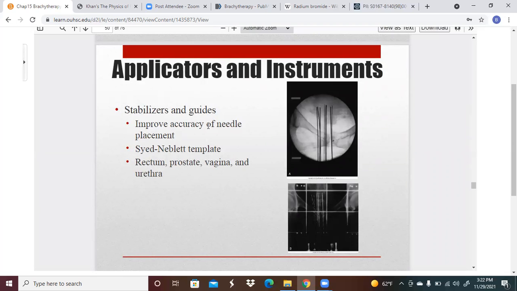Stabilizers and guides improve accuracy of needle placement. You want to be able to make sure you hit your mark. So if you need a stabilizer or some sort of guide in order to be able to get it in there, that will help to make sure you're hitting what you want to hit.